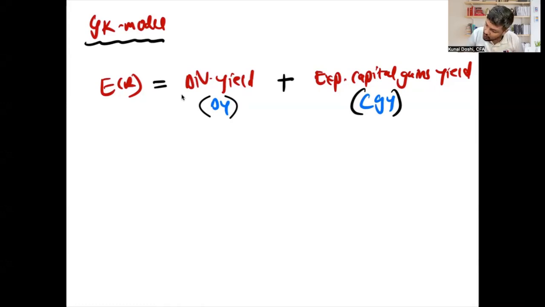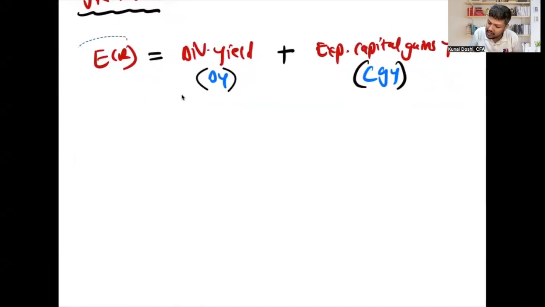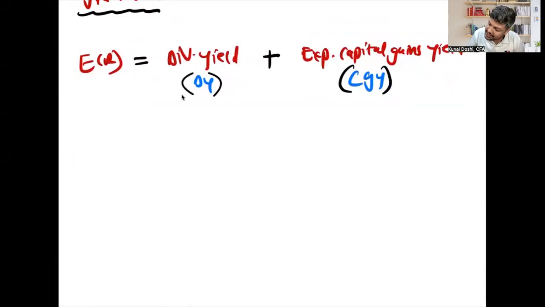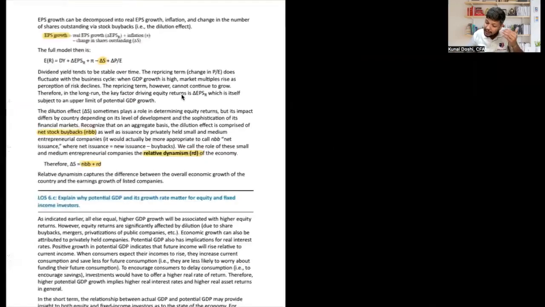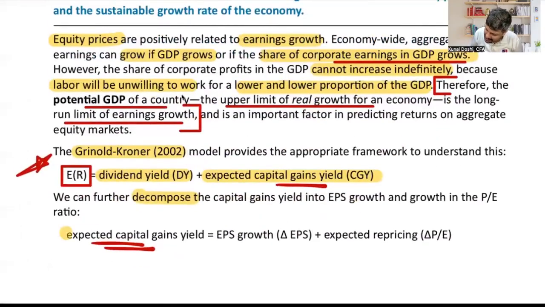Of this, what are we going to do? We are going to decompose. The dividend yield is simple. It is the dividend over the price, correct? Capital gains yield is based on the future growth rate of the economy. So we are going to first decompose the capital gains yield. We will now understand what the expected capital gains yield is. See, check here. Expected capital gains yield. How will the company's price increase?